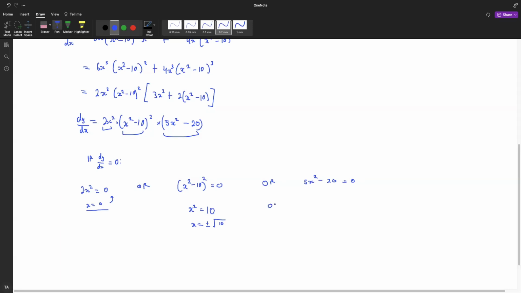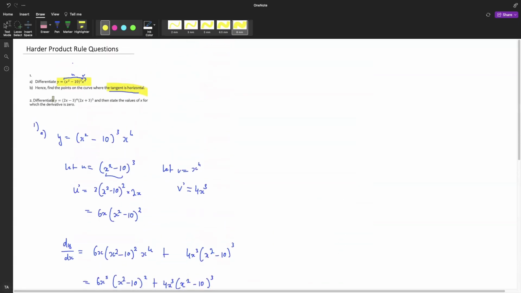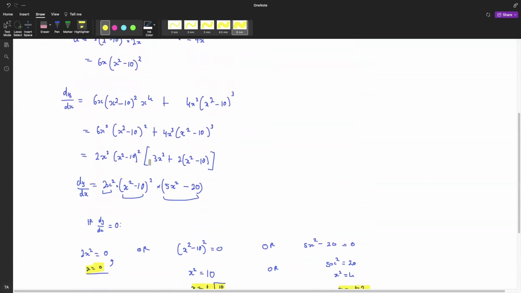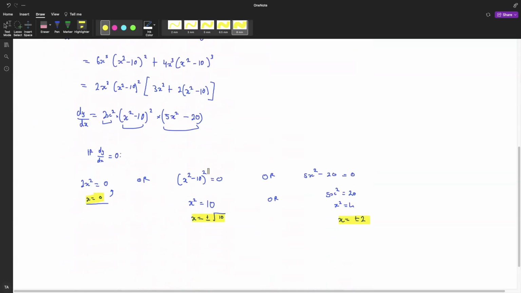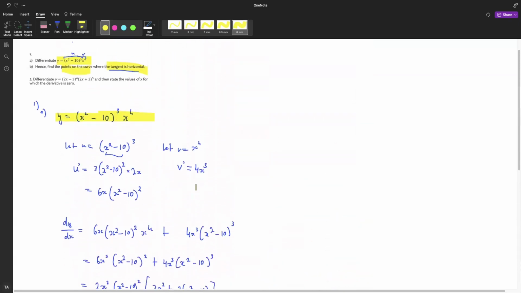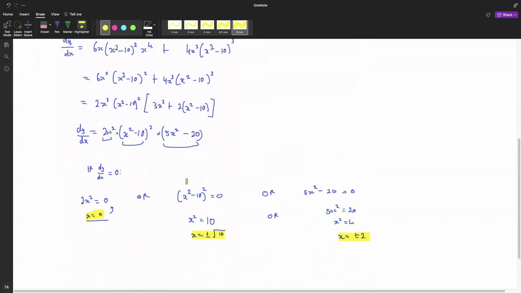Or we have 5x squared has to equal 20, which means that x squared has to equal 4, which means that x has to equal plus or minus root 4, which is 2. So these are each of the x values at which our tangent is going to be horizontal. And to find the final points on the curve, you would have to sub each of these values back into your original y function to figure out the y value for each of these coordinates. Okay? So that's part A done.